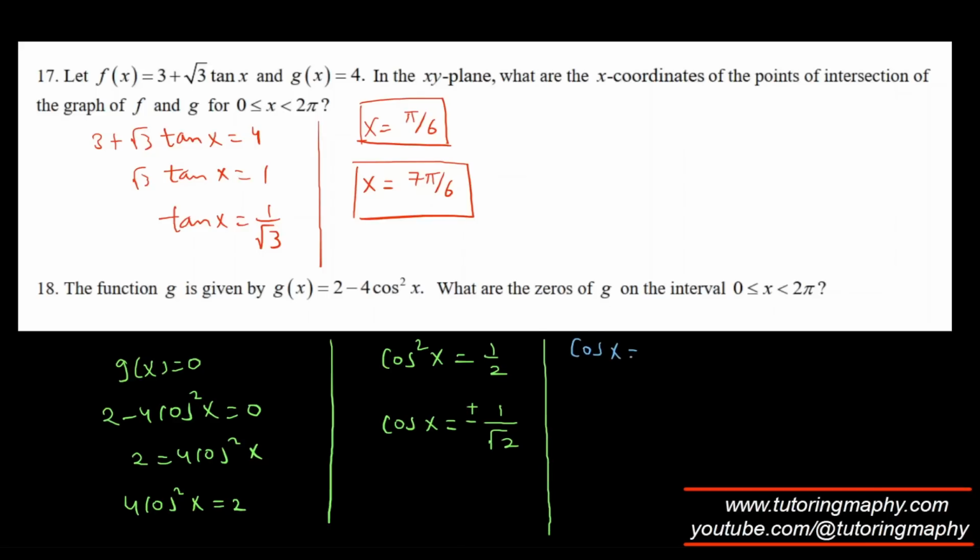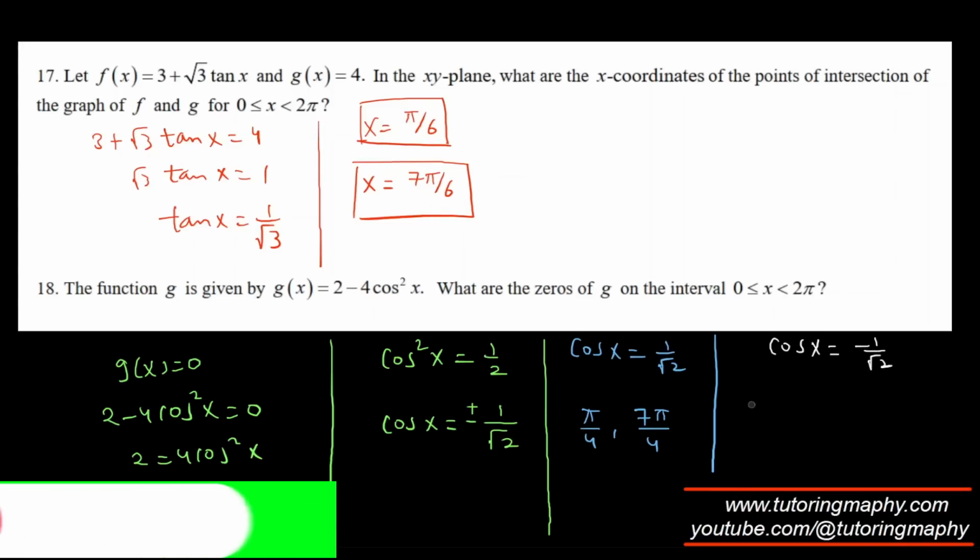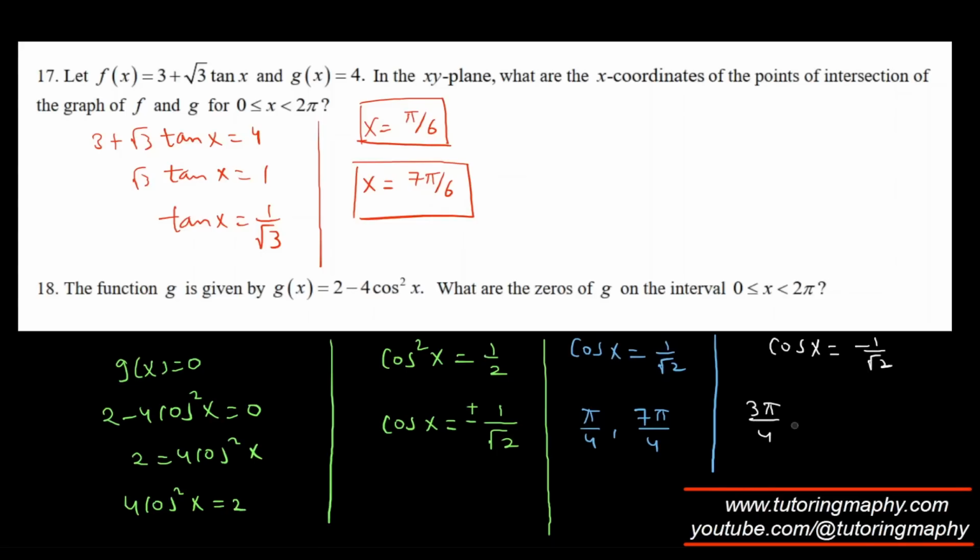One from cos x equal to 1 over root 2, which means that you will have pi over 4 and a quadrant 4 angle, which is 7 pi over 4, right? 2 pi minus pi over 4. And two angles from cos x equal to negative 1 over root 2, which will involve quadrants 2 and 3. So pi minus pi over 4, which is 3 pi over 4, and pi plus pi over 4, which is 5 pi over 4. So these are the four solutions that we have between 0 and 2 pi.